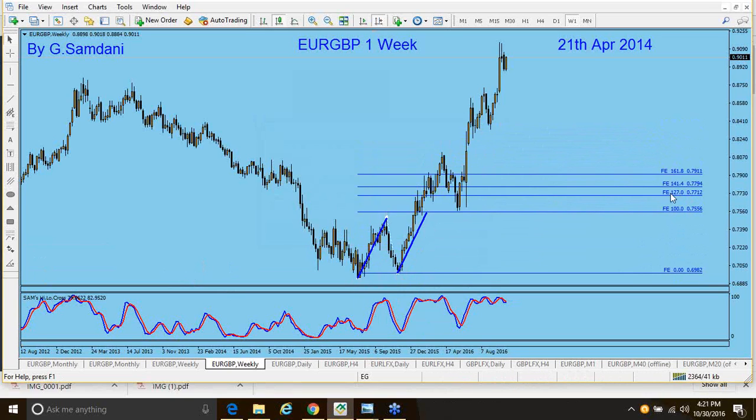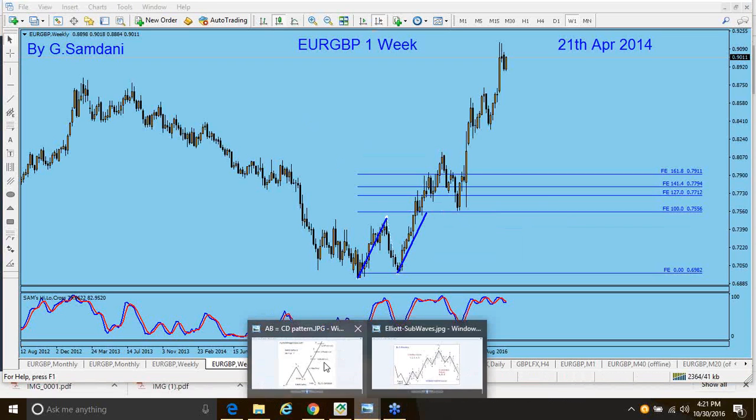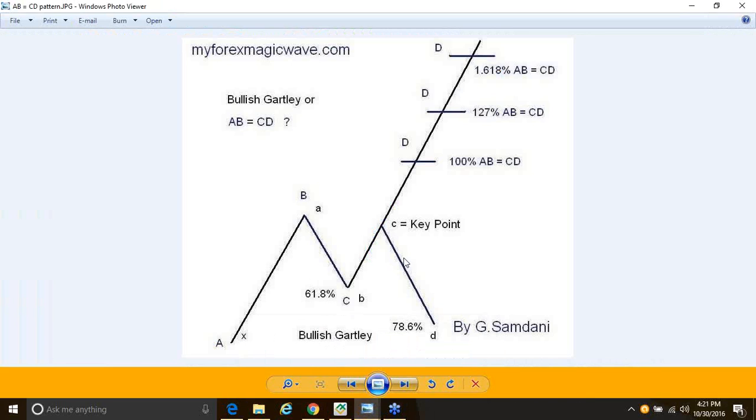The targets are 127% and 1.618%. And usually this number, I always have this, it's 141.4%. So these are the final targets. Let me show you a diagram, and you should all have it. This is how this tool works, and we call it AB equals CD, and exactly at this level it is equal, AB to CD. This is C and D.